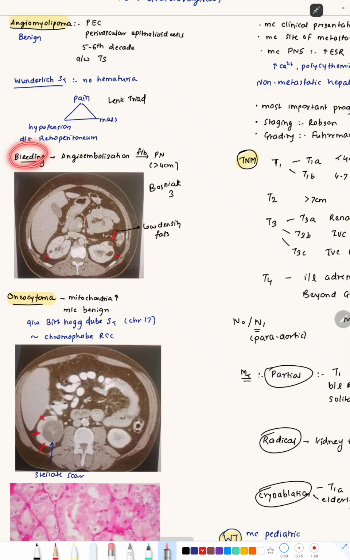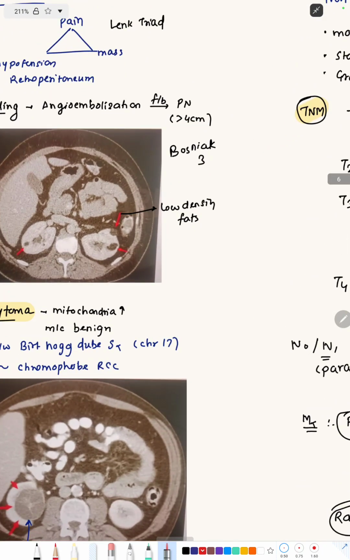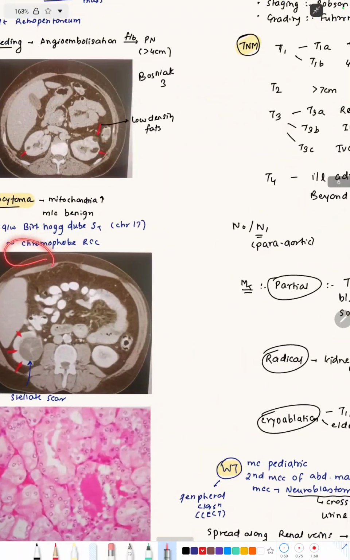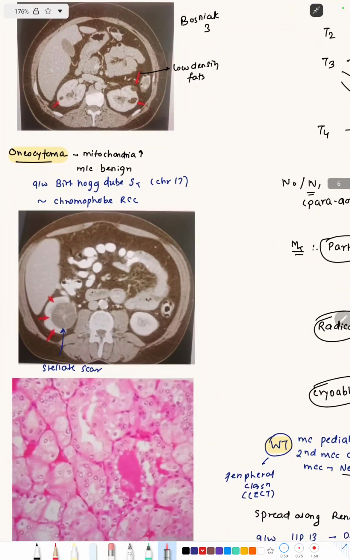Then the bleeding, if it is present, then in that particular case we have to go for angioembolization and then followed by definitive management. If it is less than 4 centimeter, then conservative; more than 4 centimeter, then partial nephrectomy is done. Angiomyolipoma is a Bosniak grade 3 tumor. It's indeterminate in nature. Over here on the CT you can see this low density fat because it's a lipoma as well. And oncocytoma as the name suggests, there are a high number of mitochondria. Most common benign tumor associated with chromosome 17, Birt-Hogg-Dube syndrome and is similar to chromophobe RCC.